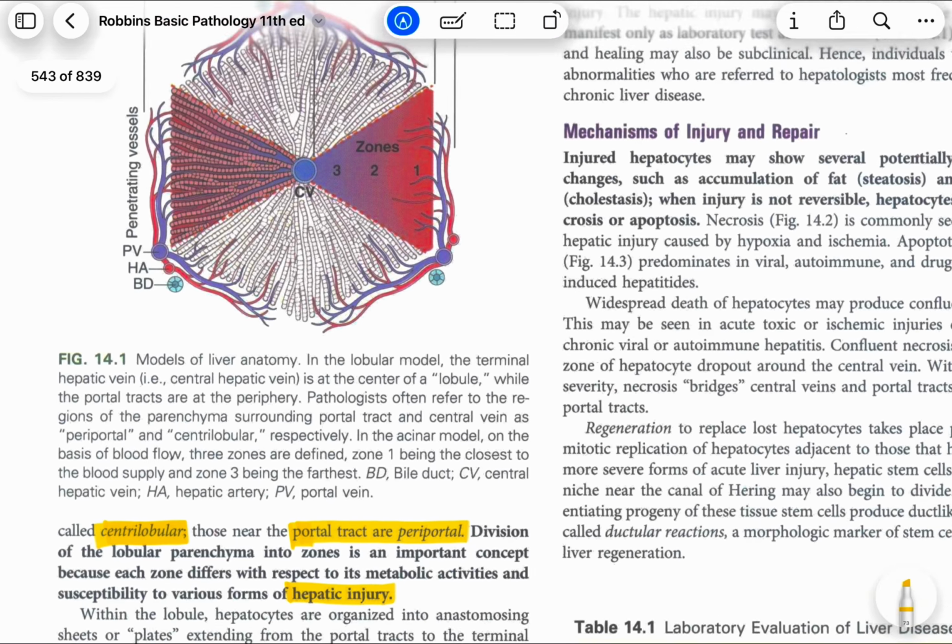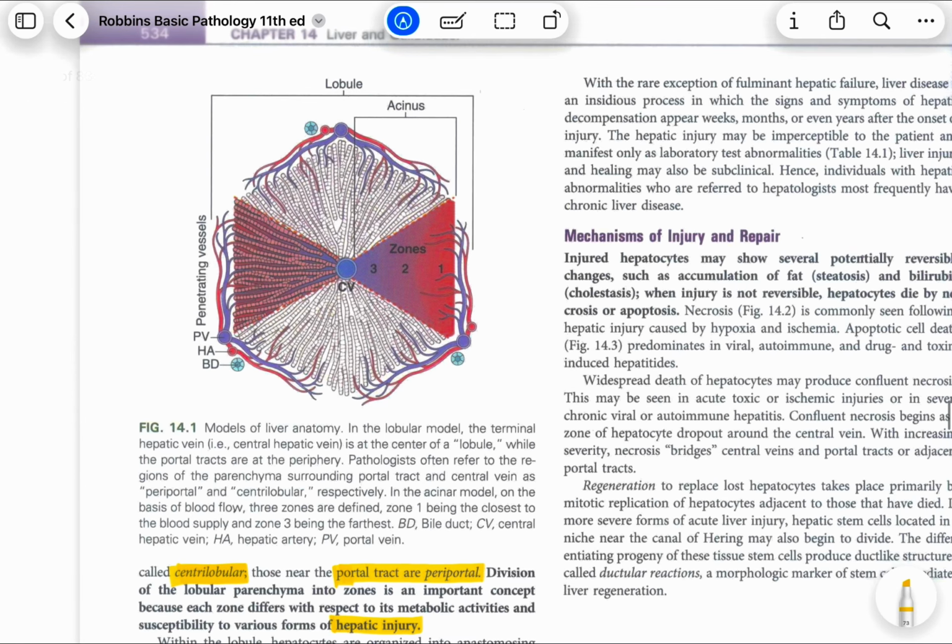If we see in this diagram, this is the model of liver anatomy. In the lobular model, we have the terminal hepatic vein, the central hepatic vein, at the center of the lobule, while the portal tracts are at the periphery. As we can see over here, a portal tract is made up of the portal vein, hepatic artery and bile duct. We have all three things which comprise the portal tract, and these are at the periphery. Here also at the periphery, and here also at the periphery.